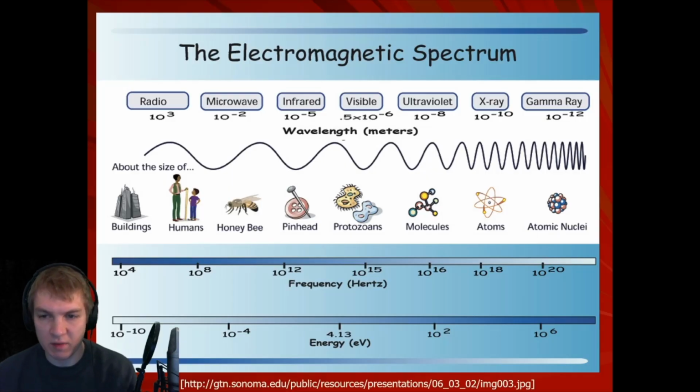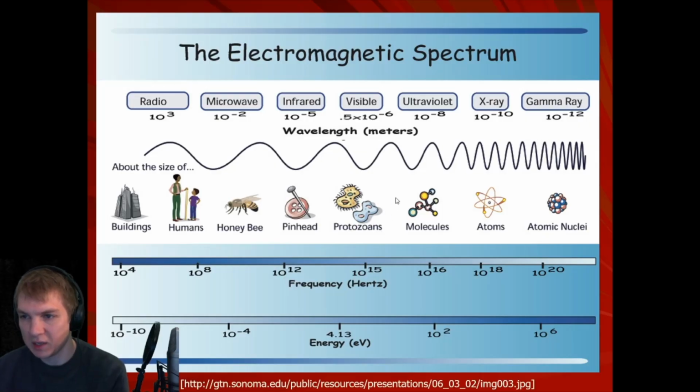Microwaves are about the size of a honeybee, so you can see just a centimeter or so. Infrared waves are pretty small as well. They are about the size of a pinhead. So right here, like the size of this pinhead, again, getting much smaller. Visible light is actually very small. It's the size of little tiny organisms called protozoans, so no bigger than that. So visible light is very small.